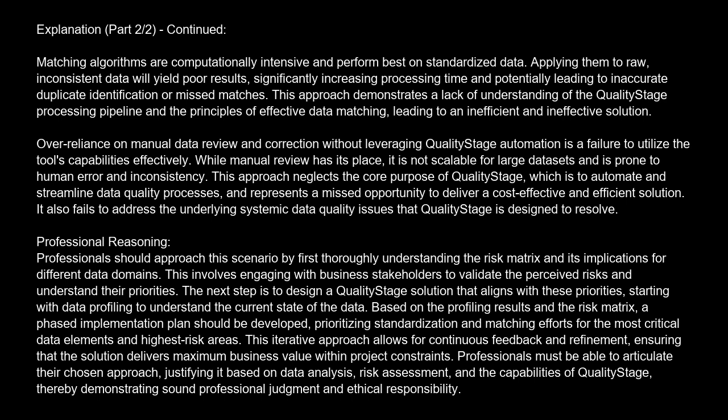Over-reliance on manual data review and correction without leveraging QualityStage automation is a failure to utilize the tool's capabilities effectively. While manual review has its place, it is not scalable for large datasets and is prone to human error and inconsistency. This approach neglects the core purpose of QualityStage, which is to automate and streamline data quality processes, and represents a missed opportunity to deliver a cost-effective and efficient solution. It also fails to address the underlying systemic data quality issues that QualityStage is designed to resolve.